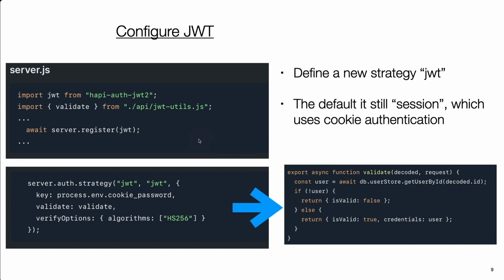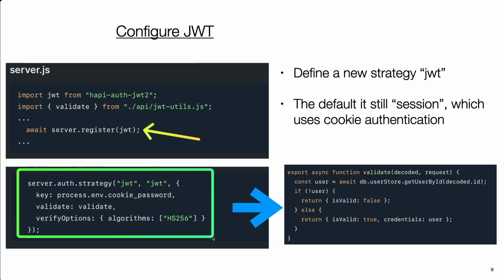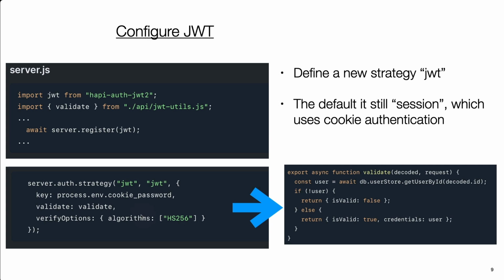So incorporating this then into our Hapi application, we do a number of things. We import and register the plugin. We create a strategy which mirrors aspects of the cookie strategy, which we'll recap in a moment. And then that strategy will be triggering this validate function for every route that is associated with the strategy.